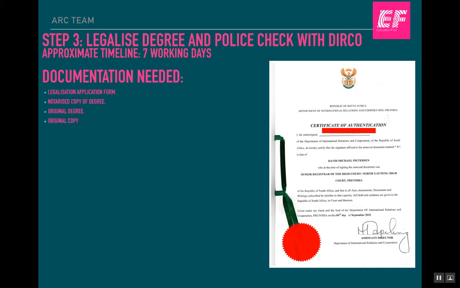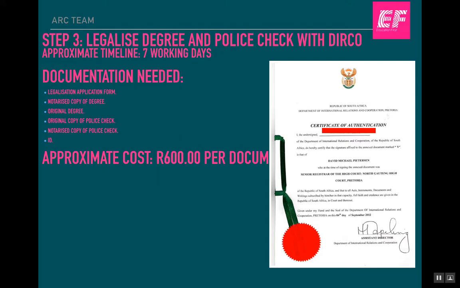The documentation that you need for this part: you need a legalization application form, which can be gotten on the DIRCO website. You need a notarized copy of your degree and your original degree. And you need your original copy of the police check that has been notarized as well, and then your ID. The approximate cost of this is 600 Rand per document.